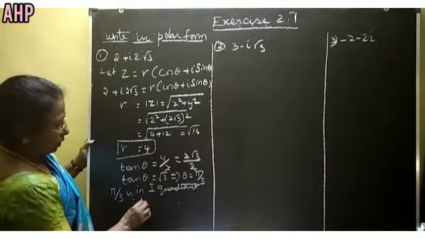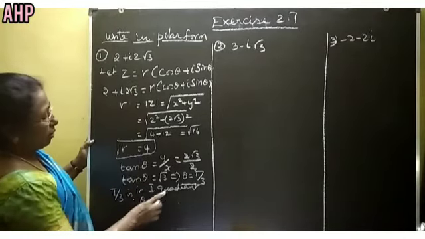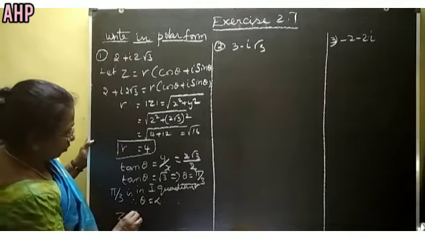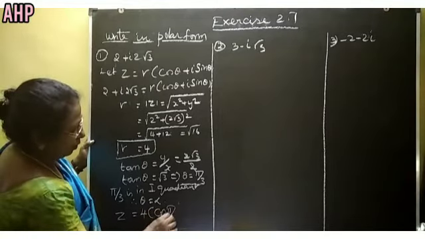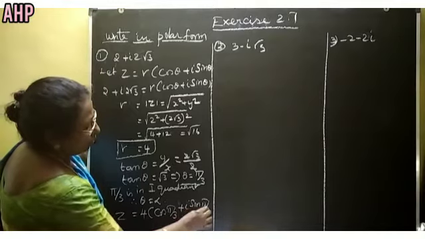Therefore, theta is equal to alpha. Therefore, we know that theta is equal to pi by 3. Hence, your z is equal to R value is 4 into cos pi by 3 plus i sin pi by 3.